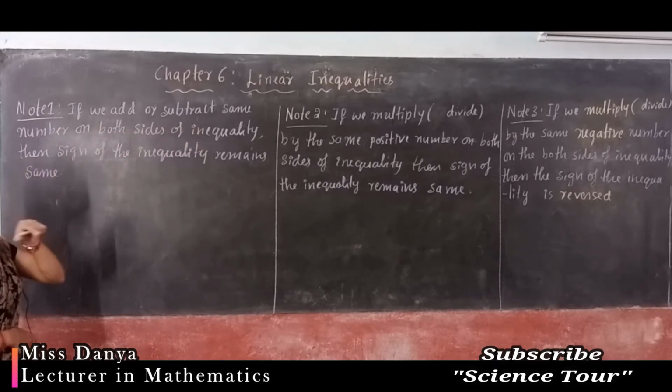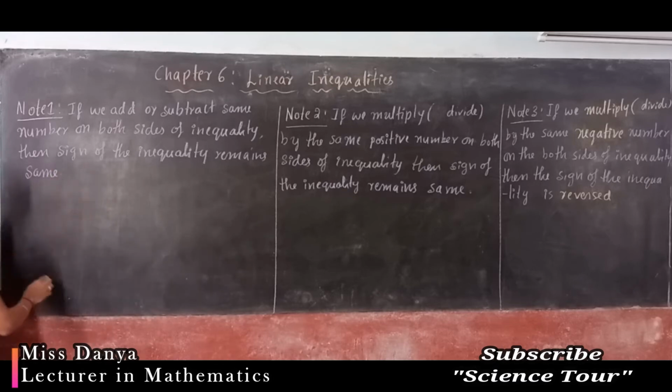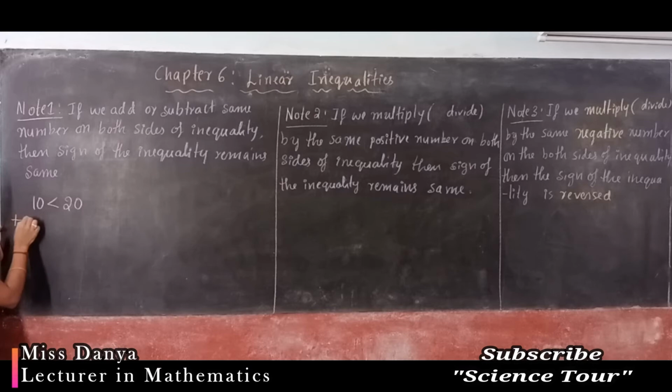To understand this note 1, I will take some examples. You know that 10 is less than 20, right? 10 is less than 20. I have taken one inequality. Now we add the same number on both sides of this inequality. I will add 2 on both sides of this inequality. The same number you have to add on both sides of the inequality.